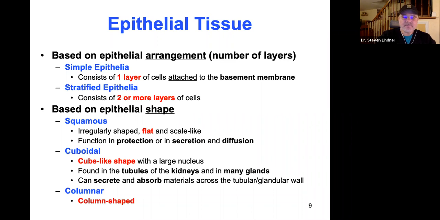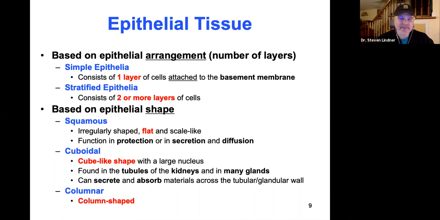Cuboidal. These are going to be found in the kidneys where the tubules are. So when we get to some of the histology slides, you're going to see small little tubes with either simple cuboidal or stratified cuboidal going around it. But anywhere we see tubules, especially around the kidneys, at the proximal and distal convoluted tubules, we're going to see simple or stratified cuboidal.